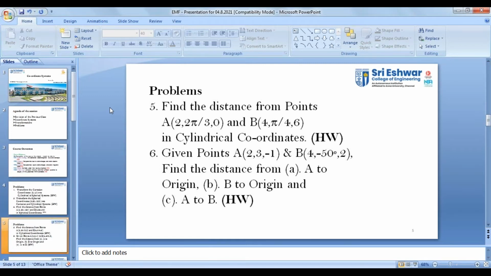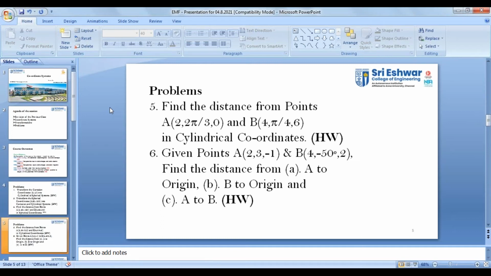Let me tell you something very simple. If you want to convert radians into degrees, you do one thing: where pi is there, put 180 degrees, that's all. You can get the corresponding degree. For example, pi/4: in the place of pi you put 180. So as Prasant told, 180/4. If you put 180 instead of pi you will get the angle. So pi/4 is 45 degree. Point B is 4, 45 degree, 6.